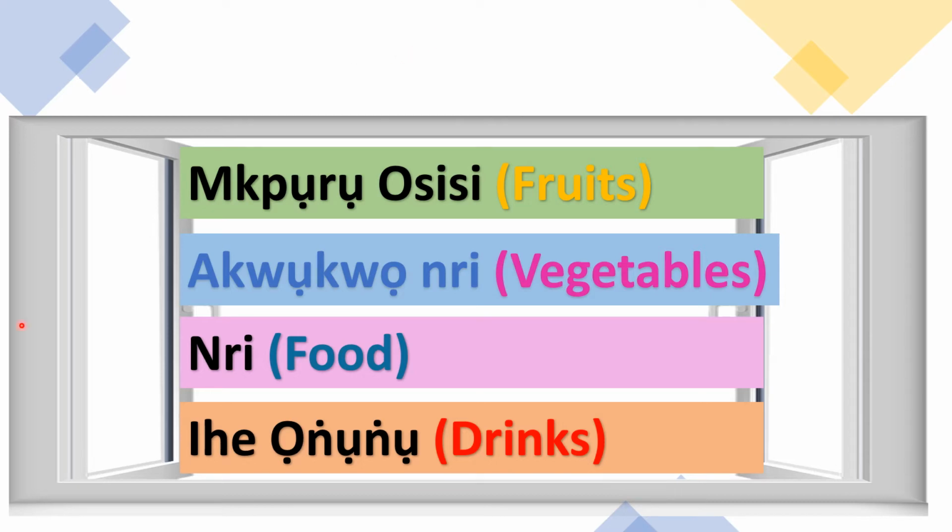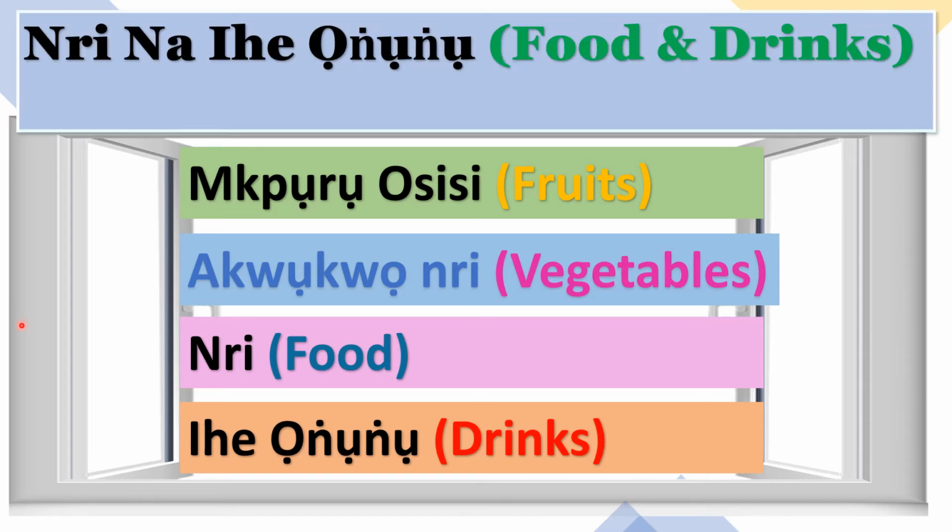Today we'll be looking at a fresh topic, nri na ihe ọṅụṅụ, food and drinks. So we'll explore mkpụrụ osisi, which is fruits, akwụkwọ nri, which is vegetables, nri, food, and ihe ọṅụṅụ bụ drinks.